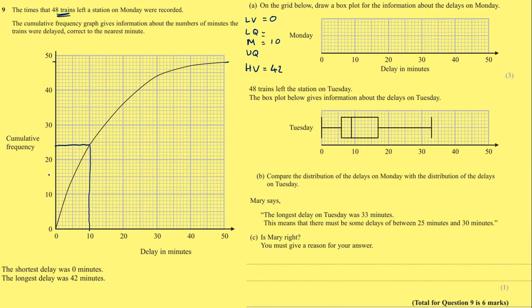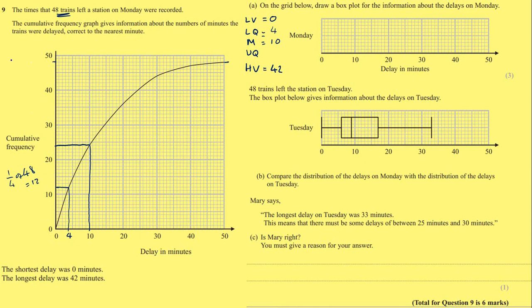Now, your lower quartile is a quarter of the way into the data. Well, what's a quarter of 48? That's 12. So it'll be the 12th piece of information, which actually happens to be here. Now, the 12th piece of information goes at 4 for its minutes being delayed. So we'd expect that the 12th slowest train was 4 minutes late. We're not sure whether that's perfectly right, but that's what we've got from our graph.